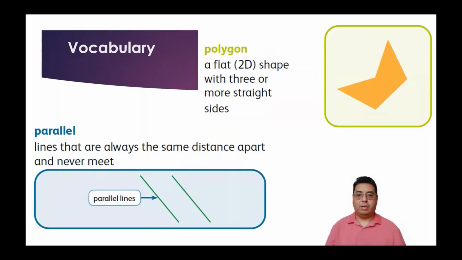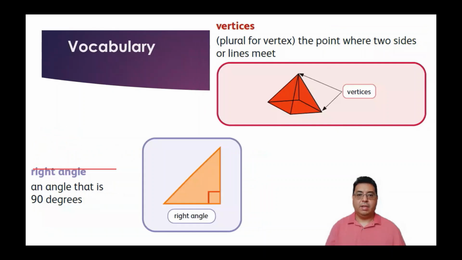Another list of vocabulary words we have are polygon, which is a flat 2D shape with 3 or more straight sides, and parallel, which are lines that are always the same distance apart and never meet. We also have vertices here, which I like to call the corners, because you can see it's basically just the corners of where the two sides meet. And then the right angle, which is an angle that is 90 degrees.